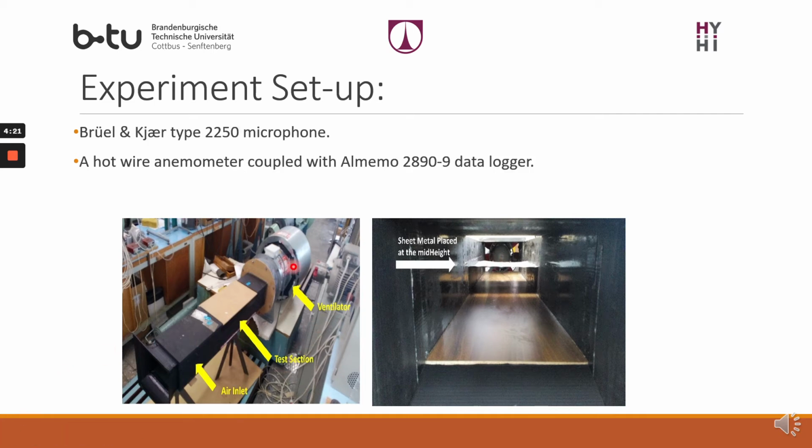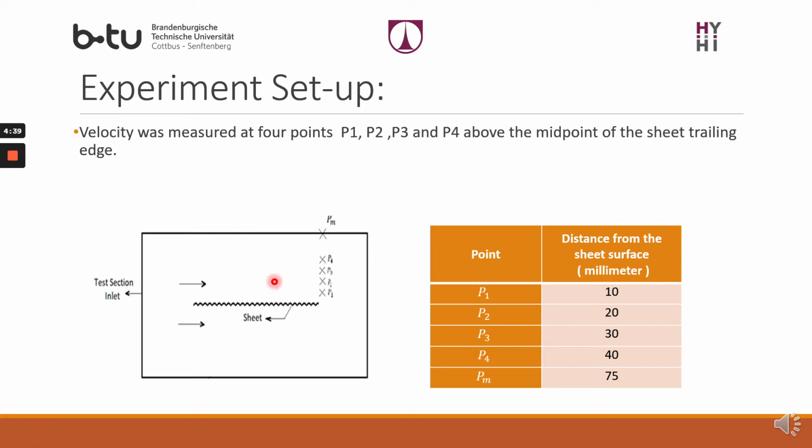With that wind tunnel, a Brüel & Kjær 2250 microphone was used to record the generated sound, as well as a hot wire anemometer with a data logger to record the instantaneous speed of airflow above the sheet. As we can see here, the velocity has been measured at 4 points, P1, P2, P3, P4, situated at 10, 20, 30, and 40 millimeters respectively from the midpoint of the trailing edge of the sheet, where flow flows in this direction.